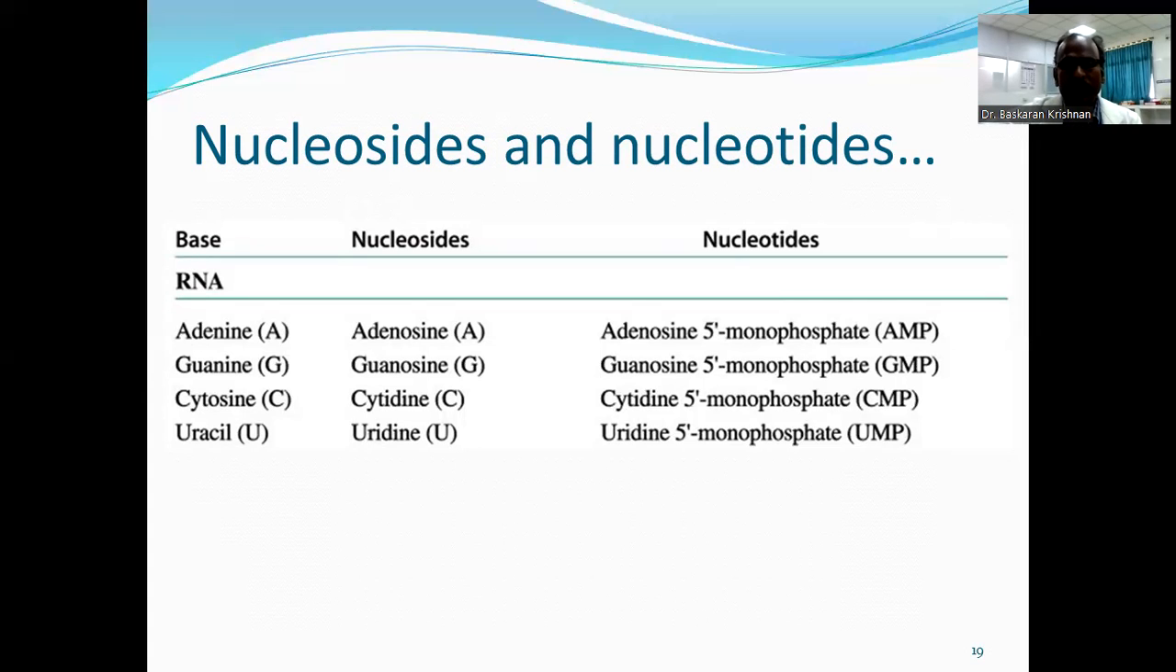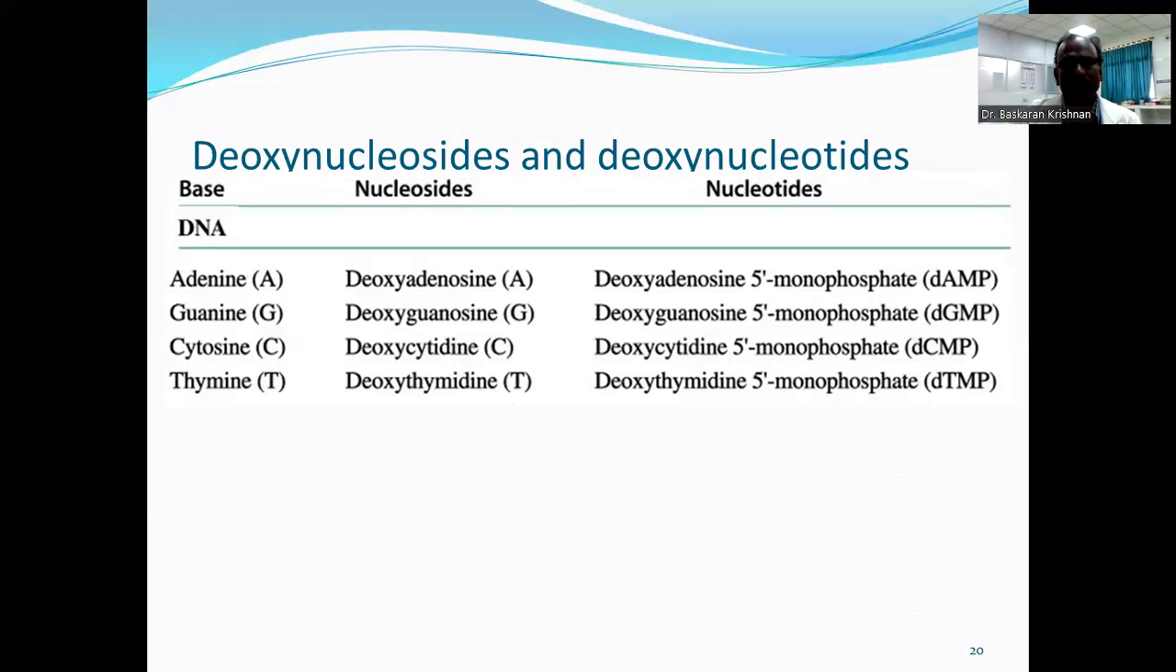Guanine becomes guanosine, and guanosine 5' monophosphate, GMP. So things will go like this. This one is deoxynucleosides and deoxynucleotides. For example, adenine becomes deoxyadenosine, and deoxyadenosine 5' monophosphate, dAMP. Similarly, other compounds will be formed.